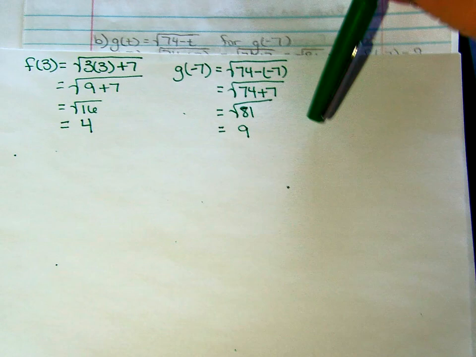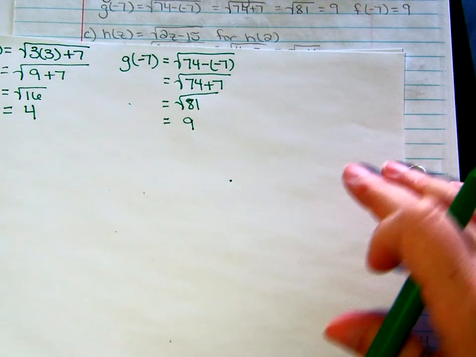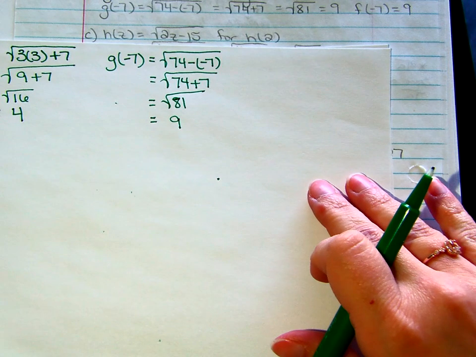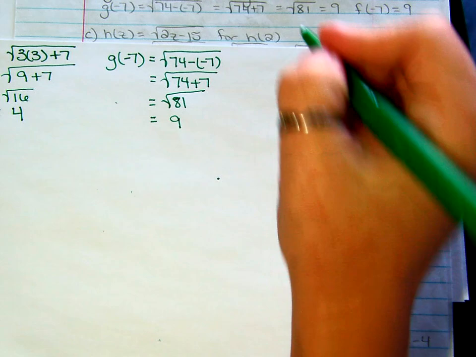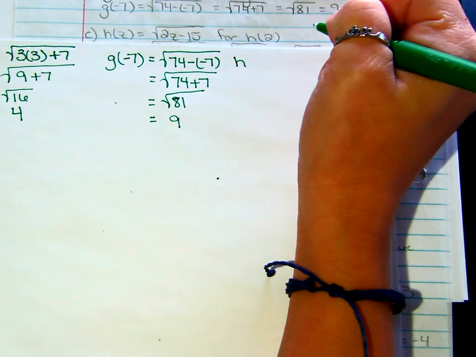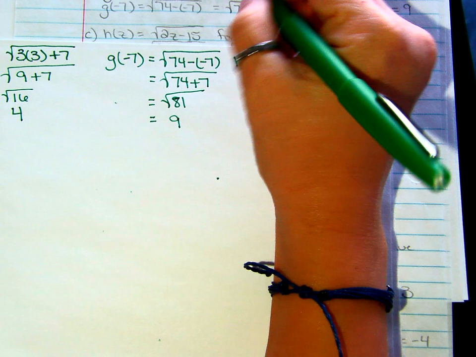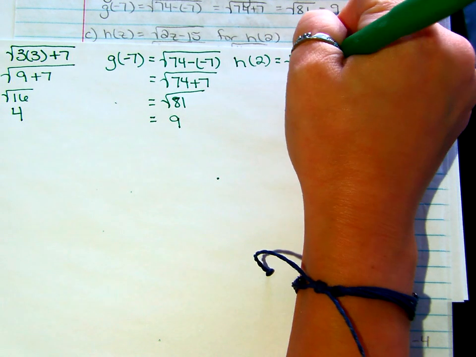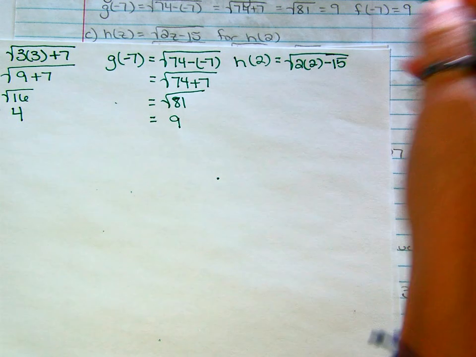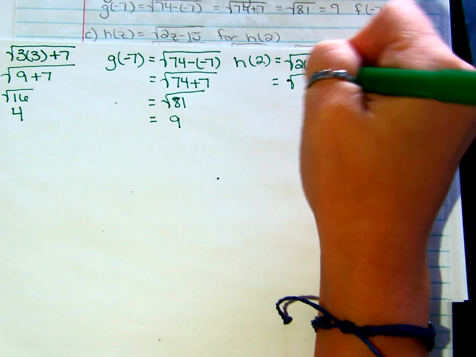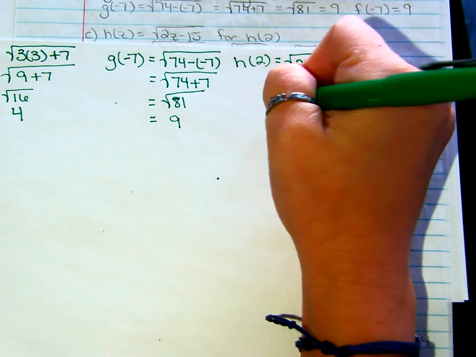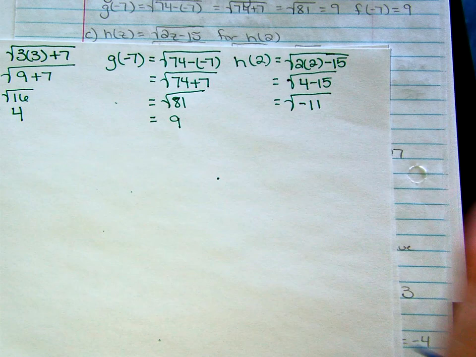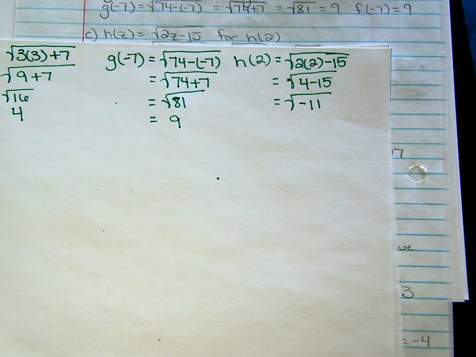All right, one more. Do h of z. H of z equals radical 2z minus 15. So we're going to find h of 2. So it'll be 2 times 2 minus 15. What's the square root of negative 11? Not a real number. That's right.